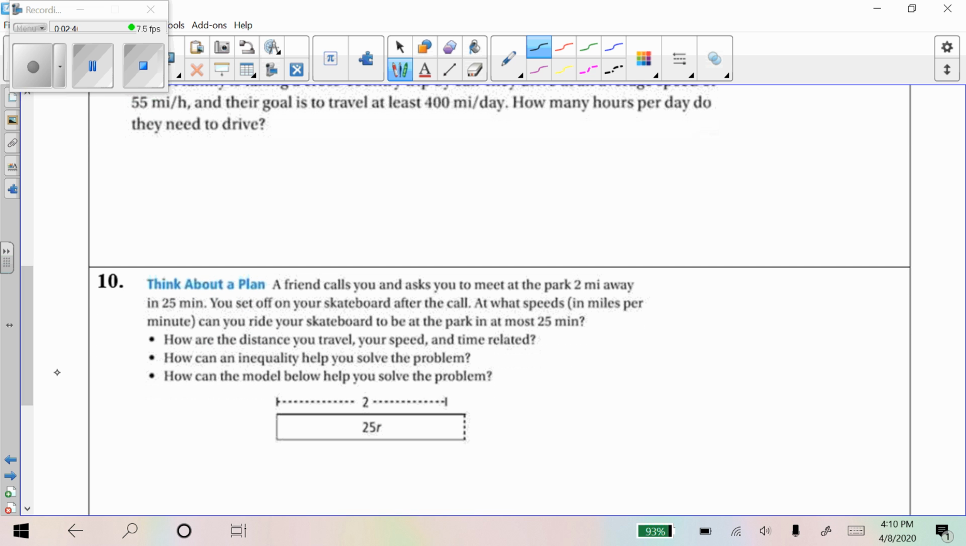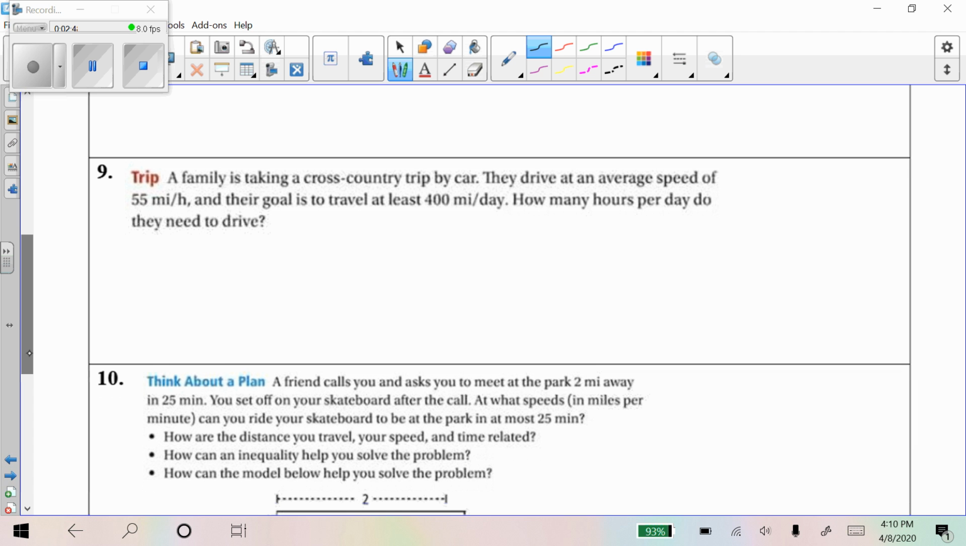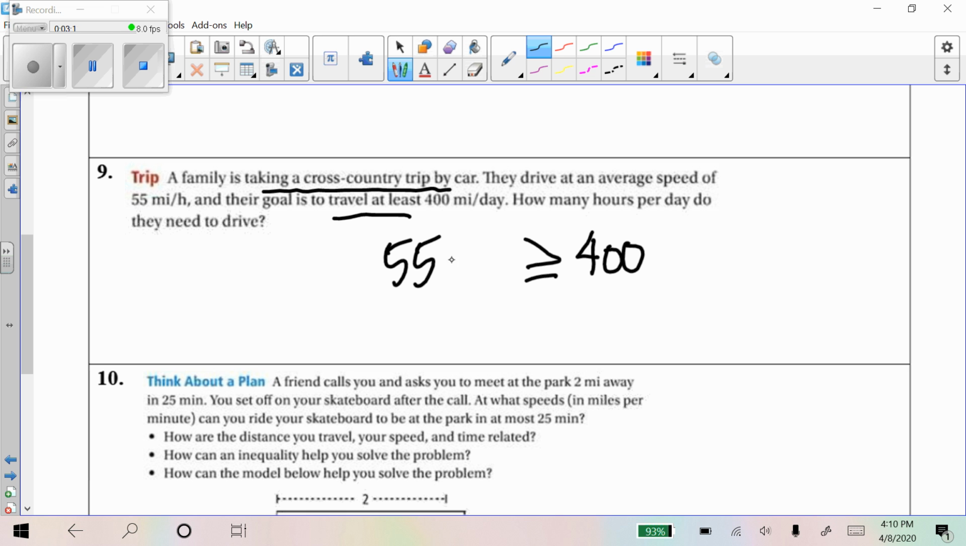A couple of students mentioned that, well, let's do the last two problems here just to make sure you're understanding them. A family is taking a cross-country trip by car. They need to travel at least 400 miles a day. At least means greater than or equal to. So that'd be greater than or equal to 400. And they're going 55 miles per hour. So it's 55 times however many hours to get your answer on that one.